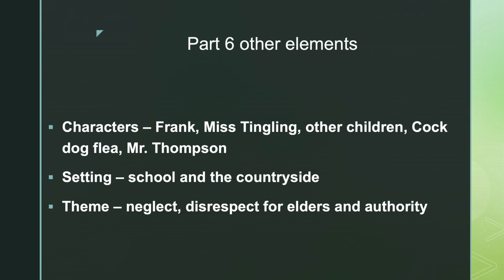The themes coming out: we have neglect, of course. Look at what's happening with Frank. And we have disrespect for elders and authority.